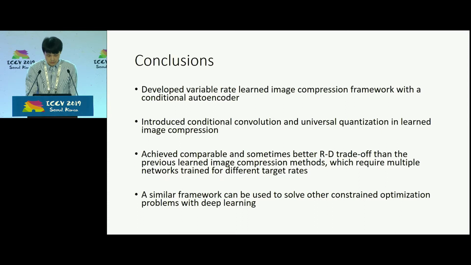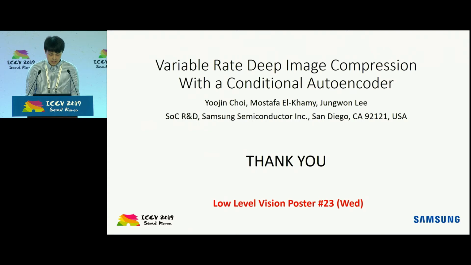So in conclusion, we developed a variable rate learned image compression framework with a conditional autoencoder. We introduced conditional convolution and universal quantization in this scheme. It achieved comparable and sometimes better performance than the previous method, which requires multiple networks to train the models. And finally, this framework can be used to solve other constrained optimization problems with deep learning.